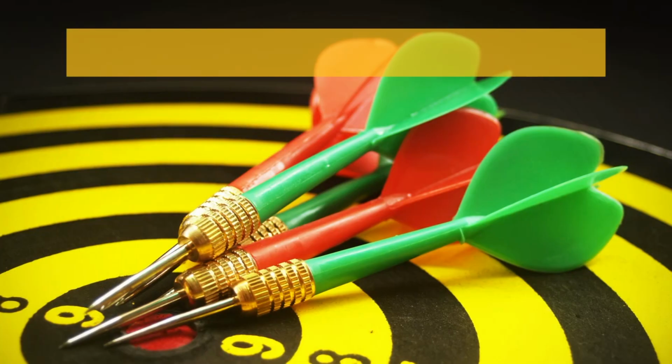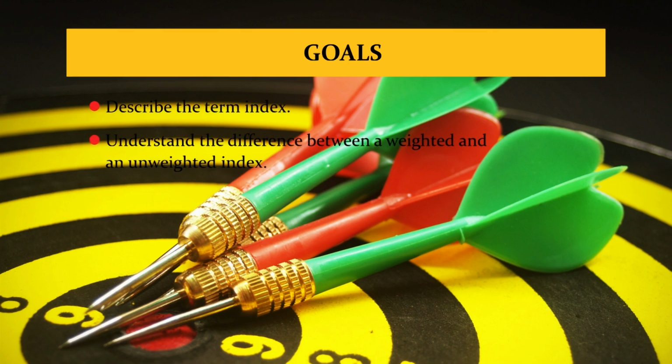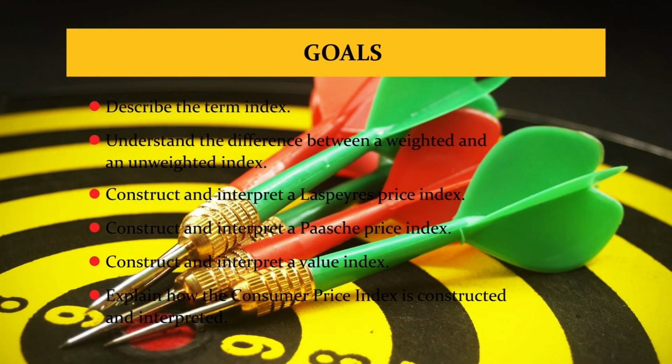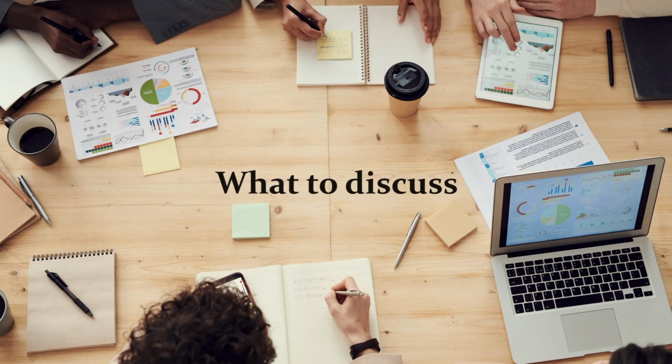There are certain goals which are important: describe the term index, understand the difference between a weighted and an unweighted index, which we will discuss in different sessions under the head of methods of calculation of index numbers, and then construct and interpret a Laspeyres price index, construct and interpret a Paasche price index, and construct and interpret a value index. We will also explain how the consumer price index is constructed and interpreted. This is important because index number is a very thought-provoking term. It is a very omnipresent term.